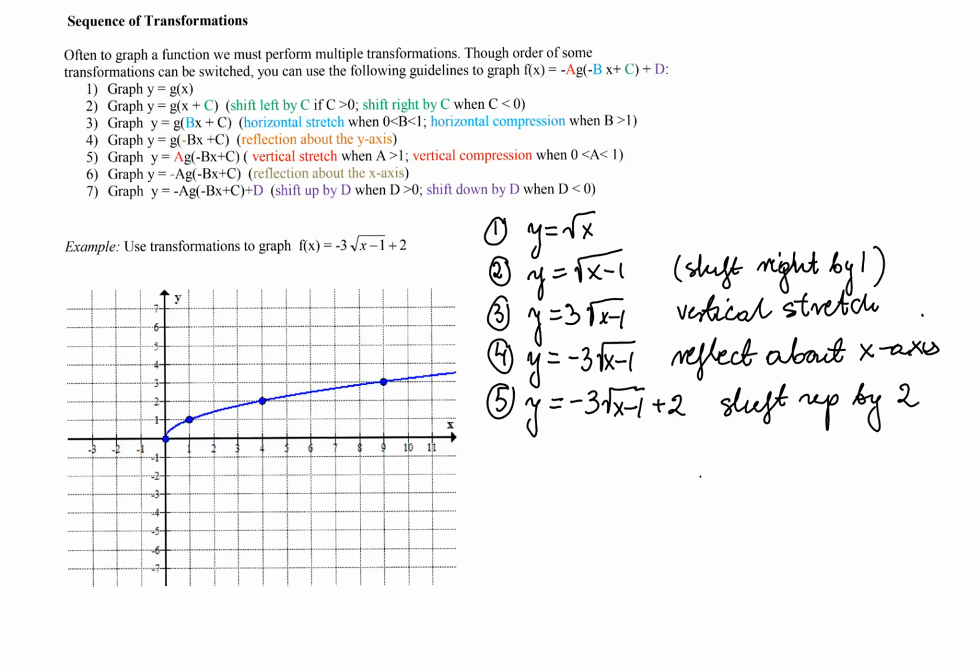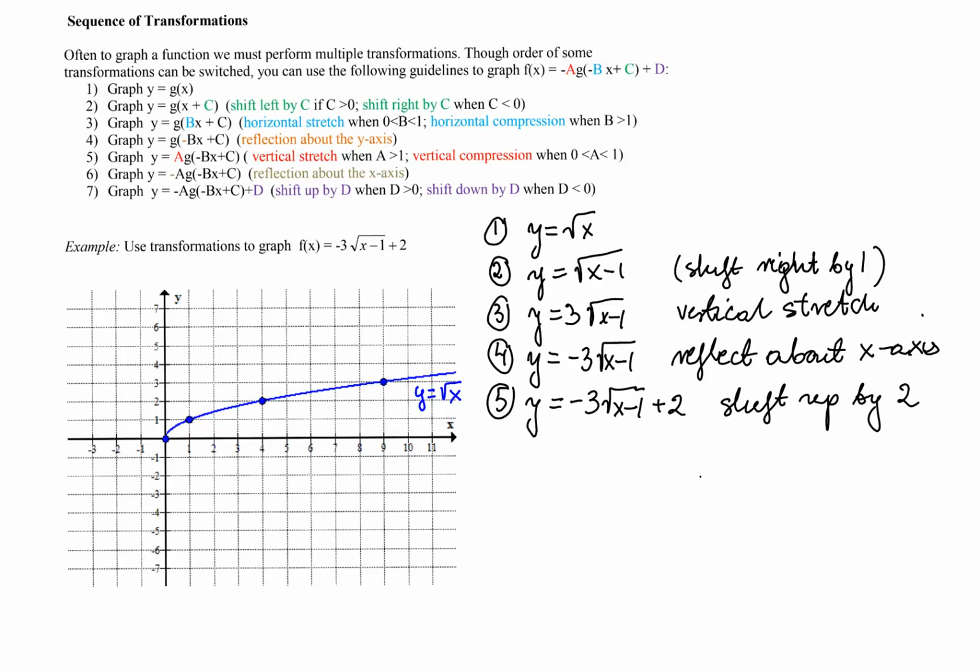So let's graph the functions one at a time. We'll start with the basic function. This is function y equals square root of x. We have plotted 4 points, and we'll use those points to plot the rest of the graphs.